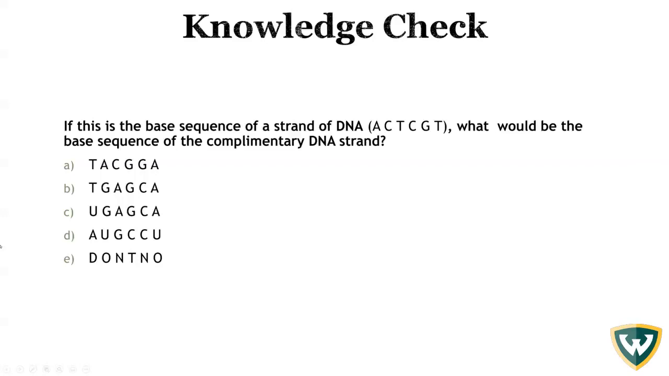So let's do a knowledge check here. If this is a base sequence of a strand, ACT, CGT, what would be the base sequence of the complementary DNA strand? So let's work this out. ACT, CGT. So if this is the parent, quote-unquote, strand, what would be the base sequence of the complementary strand?